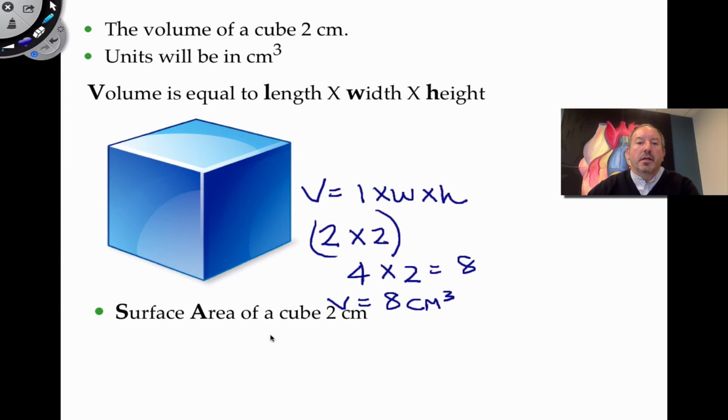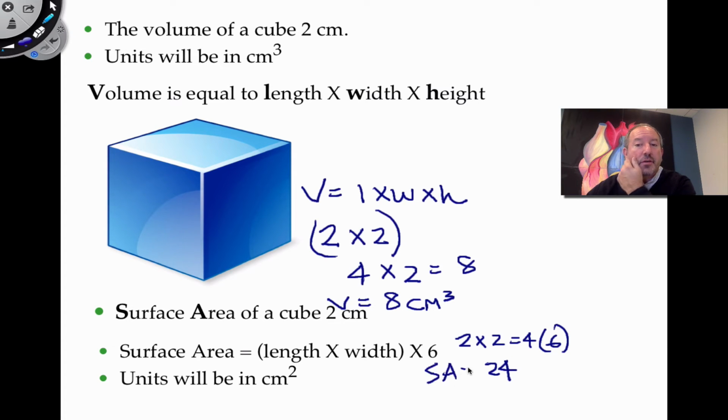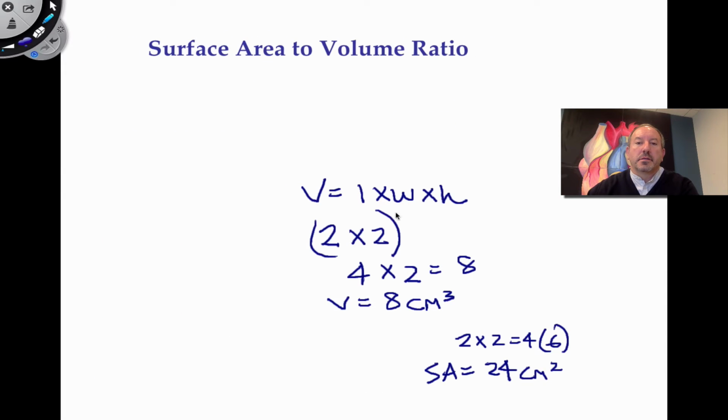Now surface area, again, we're going to calculate that, and it's length times width. So length times width, it'll be 2 times 2 is 4. Again, times 6 is 24. I made a slip, I meant to say centimeters squared, so the surface area is 24 centimeters squared. So the ratio of surface area to volume is 24 over 8. Let's take a look at that. So 24 over 8.